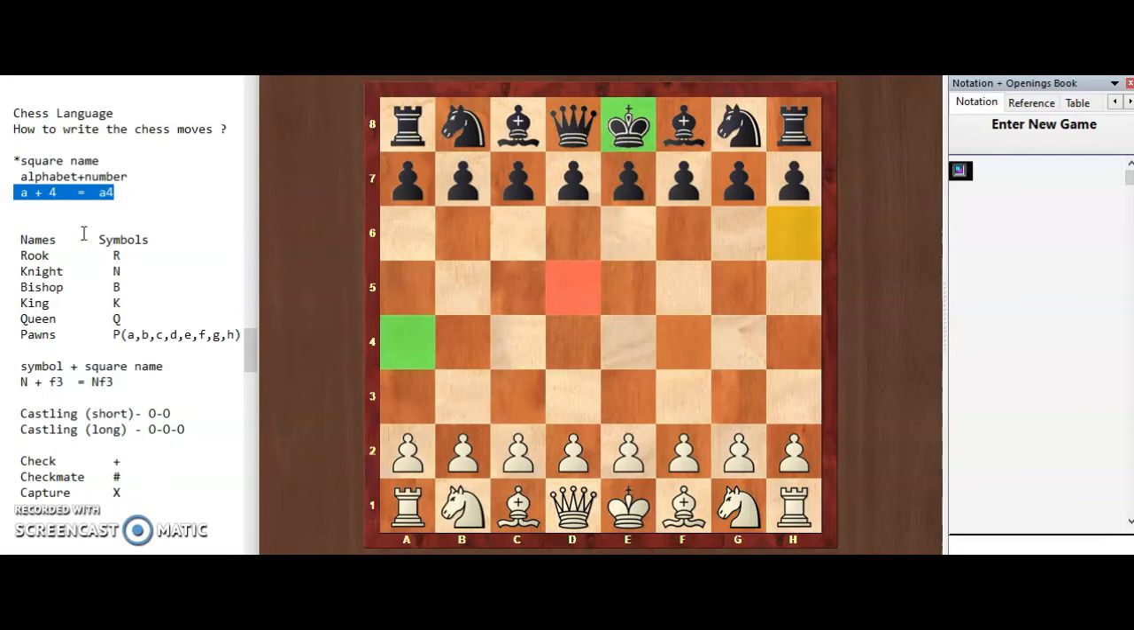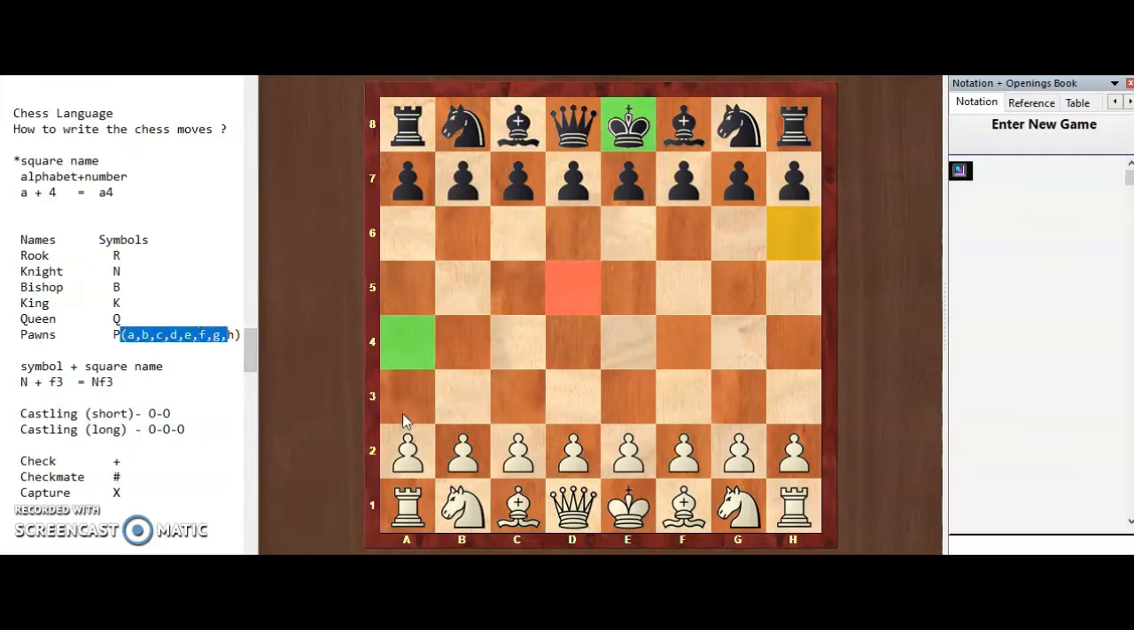Now we will combine the square name with the symbols. Symbols are exactly the sound which comes when we pronounce the piece name. For example, rook. The first sound which comes when we pronounce rook is R. So R will be the symbol of the rook. Knight, N. Bishop, B. King, K. Queen, Q. Pawns, P. You are wondering why I wrote A, B, C, D in front of the pawn.